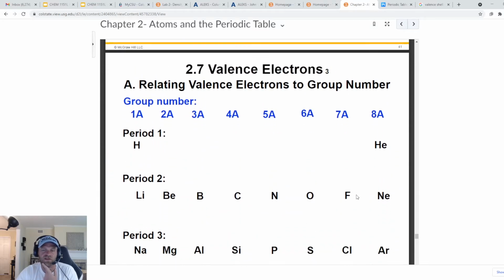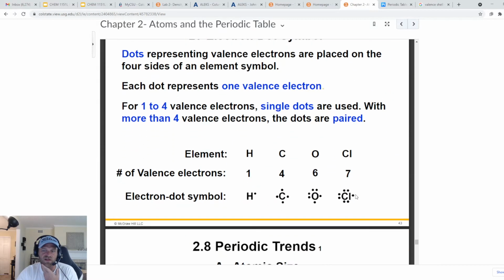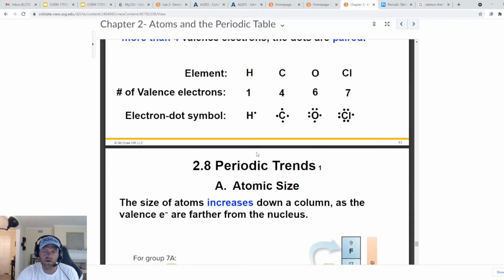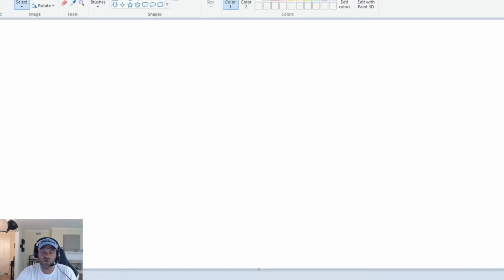Let me see what else it talks about as far as the electron dot. There's also connecting them. For example, chlorine. So let's take 2 chlorine atoms that both have 7 valence electrons. So, like I said, clockwise, 1, 2, 3, 4, 5, 6, 7.